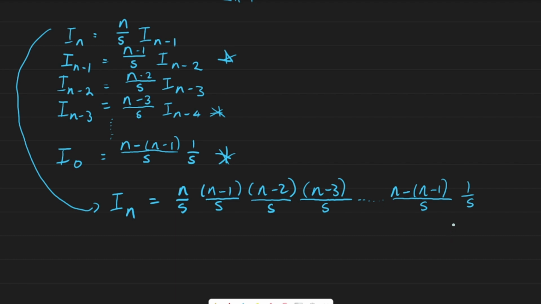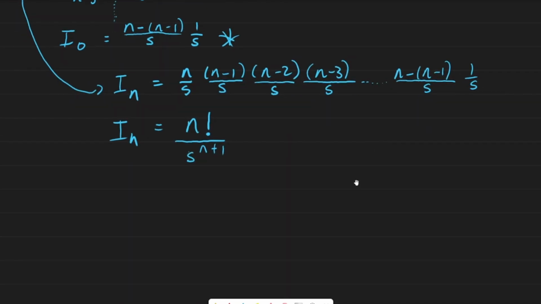So what that means is that we have n times n minus 1 times n minus 2 and so on. It goes on in that way. So that is just n factorial divided by, and we have s now that's being multiplied n times. So n stops there. So we have s to the power n. And we have an additional s here because of this I_0 or this 1 over s. So we have to add 1 to it. So that is essentially what I_n is equal to. And I_n was the thing that we were wanting to solve. That was the Laplace transform.